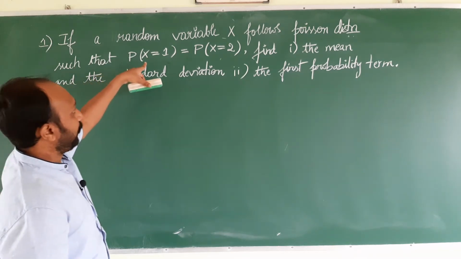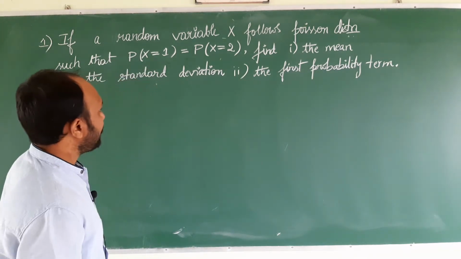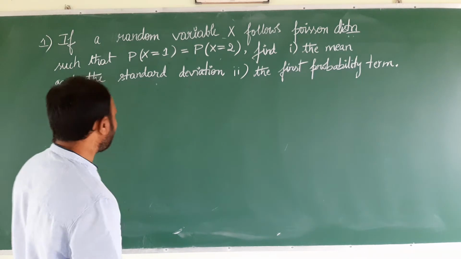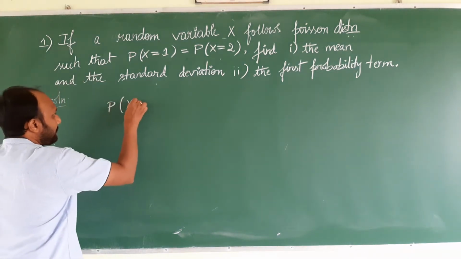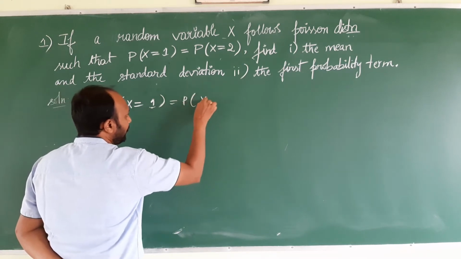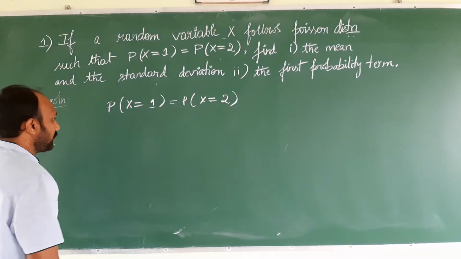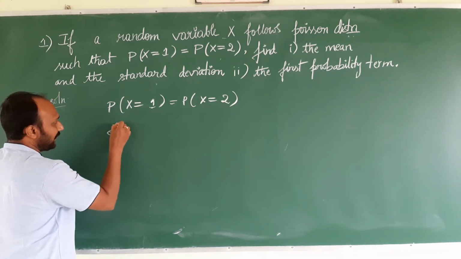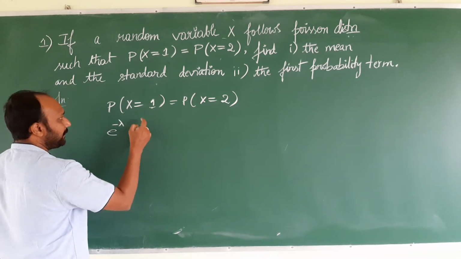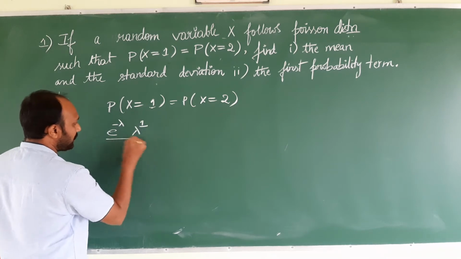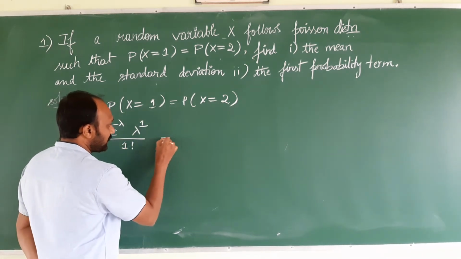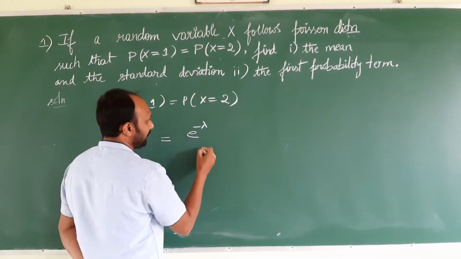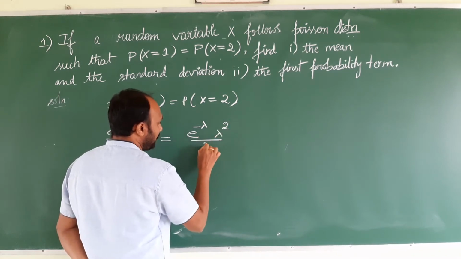Such that probability of x is equal to 1 is equal to probability of x is equal to 2. Let me write the PMF. The PMF is e power minus lambda, lambda power x. When x is 1, it is e power minus lambda lambda power 1 by 1 factorial, which is equal to, what will be the PMF when x is equal to 2? e power minus lambda and lambda power 2 by 2 factorial.